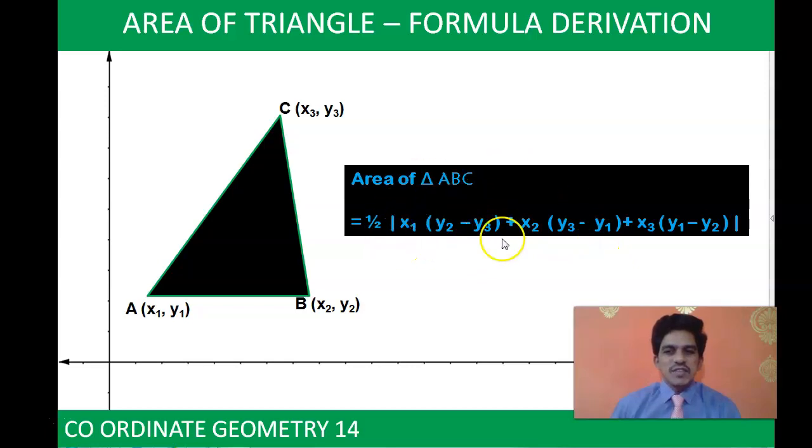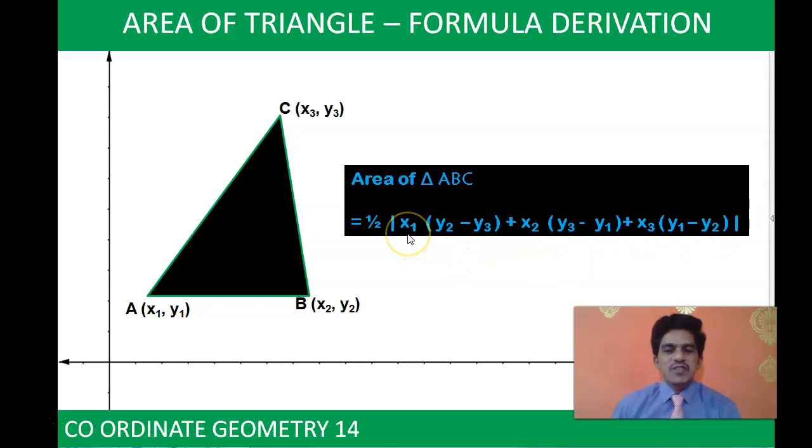Actually, we say that this expression is a cyclic expression. Here you have x1, x2, x3. So x1 is followed by x2 and x2 is followed by x3. They are in an order. Then look into these brackets here. Here you have y2 minus y3. Then we have y3 minus y1. And then we have y1 minus y2.